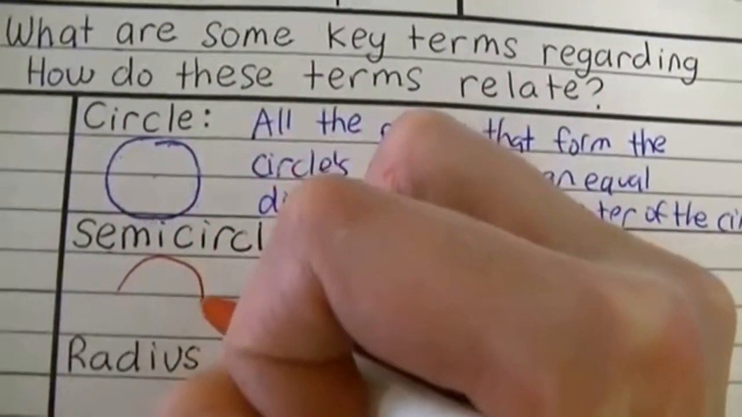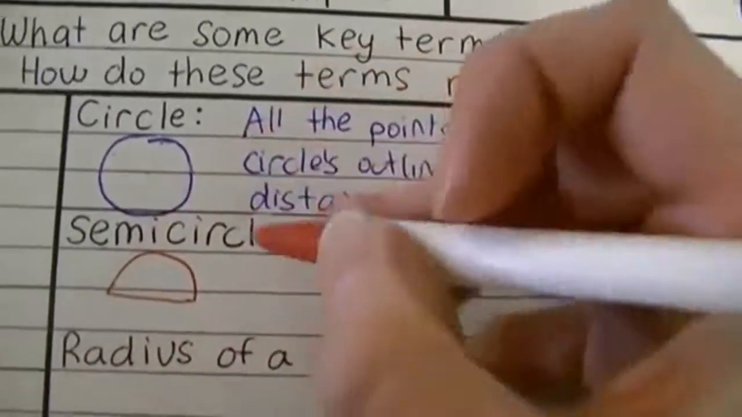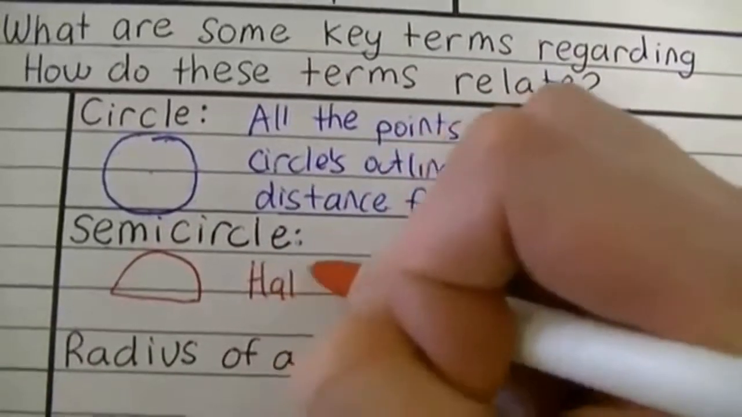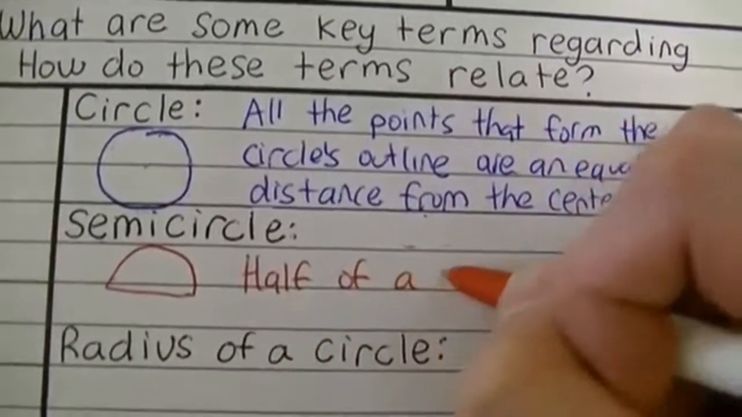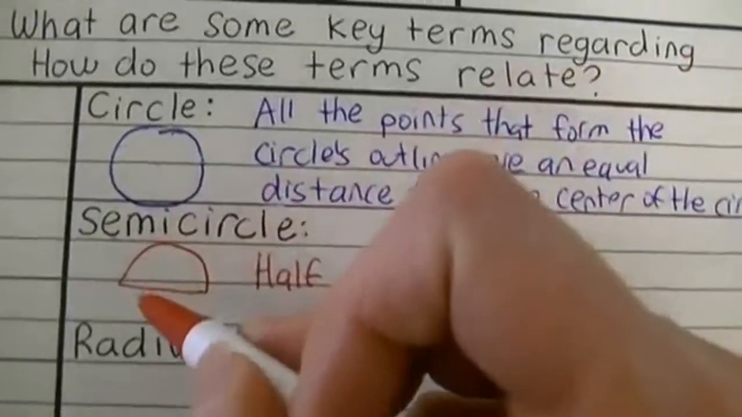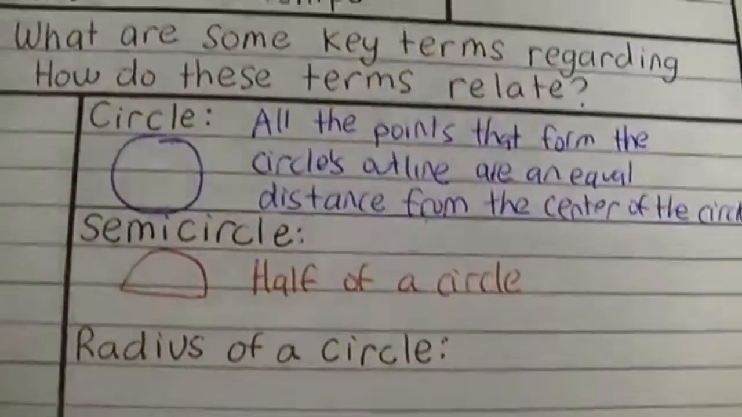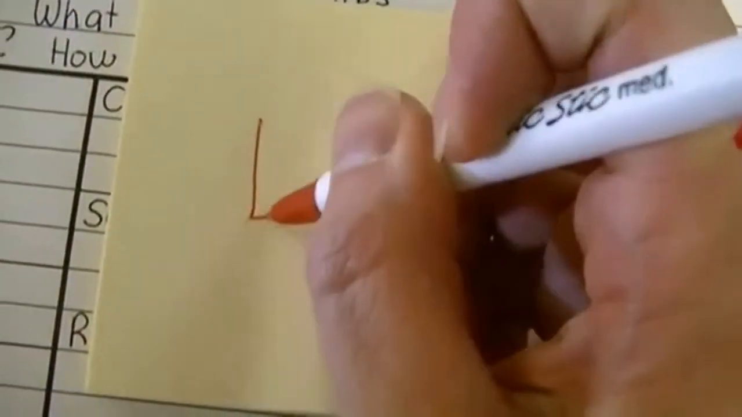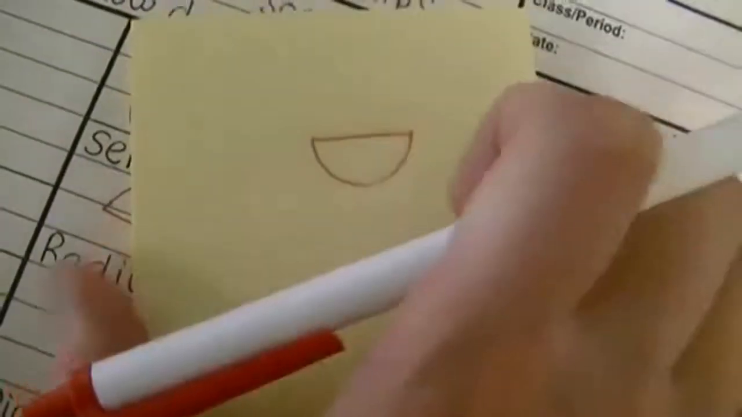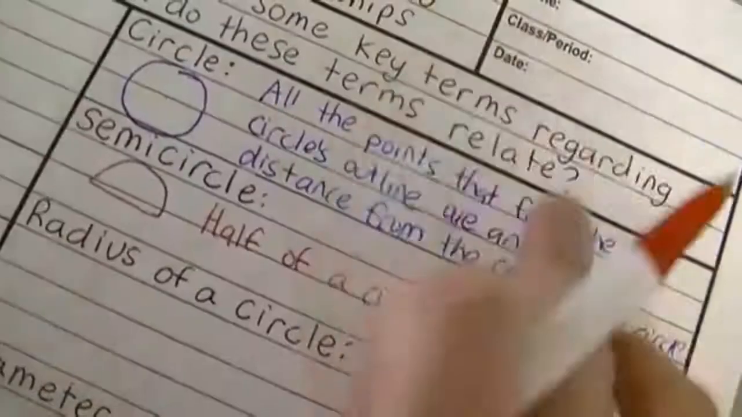I'm just going to draw it. It's half of a circle. And a semicircle doesn't have to necessarily look like that. You can also draw a semicircle like that, or it looks like that, or like that. That's still a semicircle no matter how you turn it.